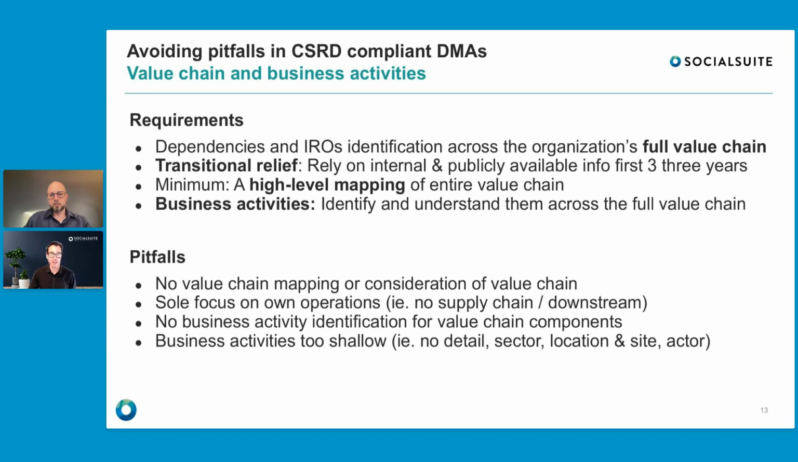Now, we do see companies that build this year over year, take that transitional relief. They say, we're going to do the first year, at least get a somewhat decent mapping out. And we recognize that it's not perfect, but we are putting systems and processes in place to be better next year and build upon that. So really take that into account. I think value chain and identifying those dependencies and business activities are a crucial first step to make sure that everything that follows is actually much better informed.